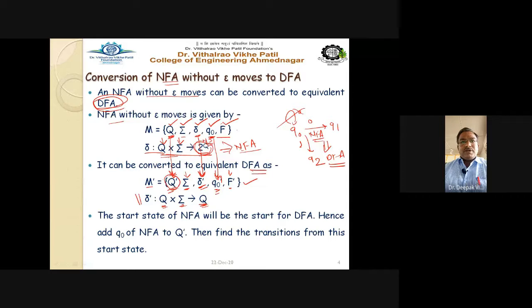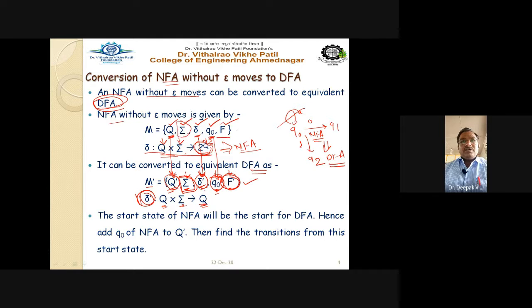Q dash means definitely there is a change in the set of states. Then delta dash, definitely there is a change in the transition function. In case of DFA, we have to find out this delta dash transition function, right? Also, we have to find out the start state, that is Q0 dash, and also we have to find out F dash, which is nothing but the set of final states that we have to find out. So which thing remains constant here? The only parameter which does not change is your input alphabet, sigma.